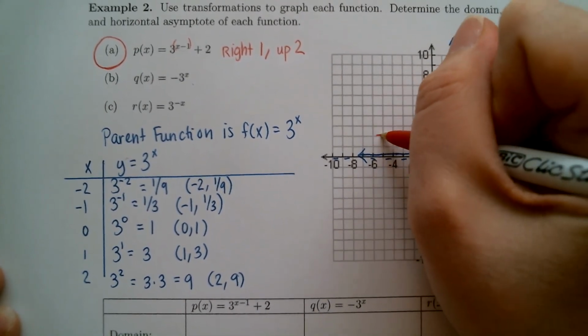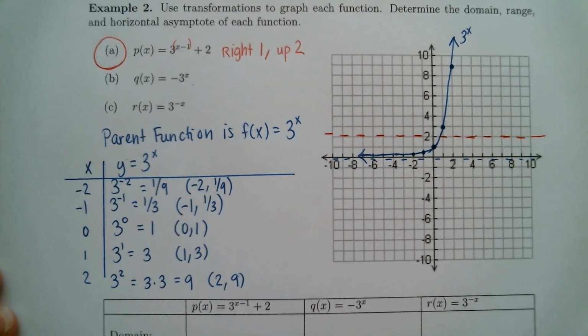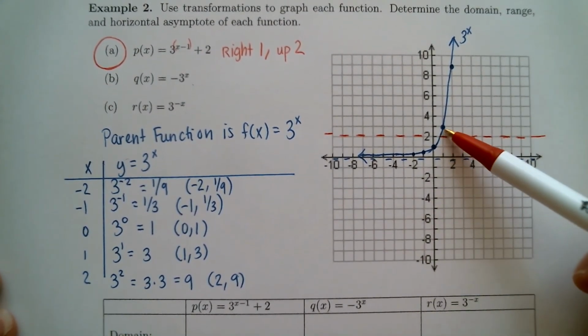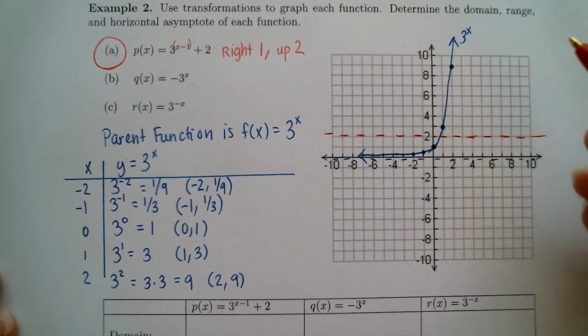So I'm going to draw this in. This will be a boundary we cannot cross or touch, that boundary line there. Okay, so now let's go ahead and get our specific points. We're going to take each point and go right 1 and then up 2.